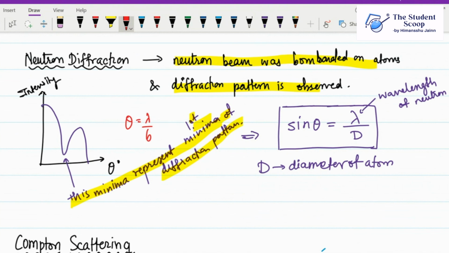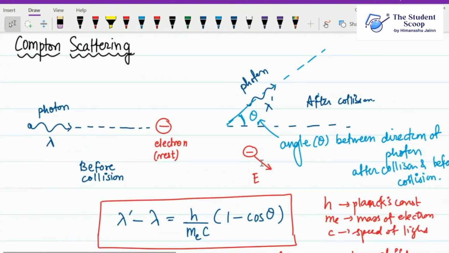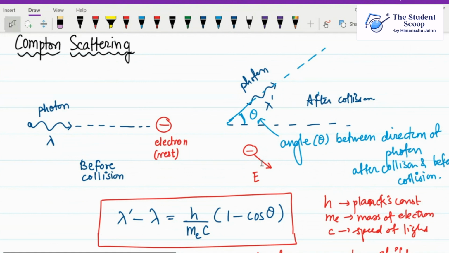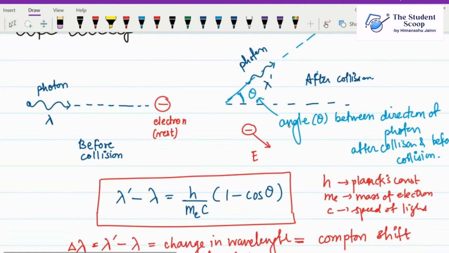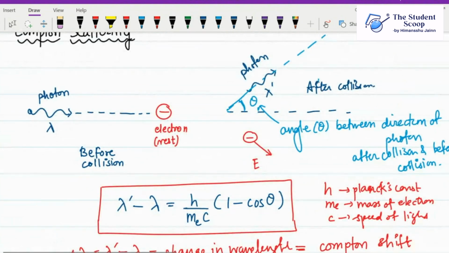Now, the one last thing about this chapter is Compton scattering. In Compton scattering, a photon is incident on an electron. Before collision and after collision, the photon is deflected and loses some energy to the electron. The angle between the direction of the photon before and after collision is important. So those are the two important things.